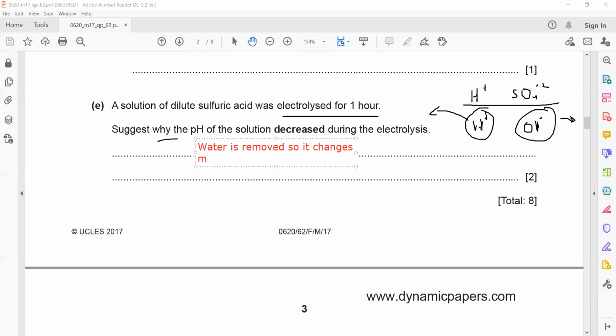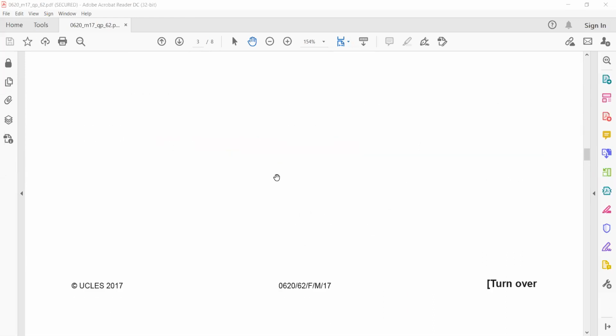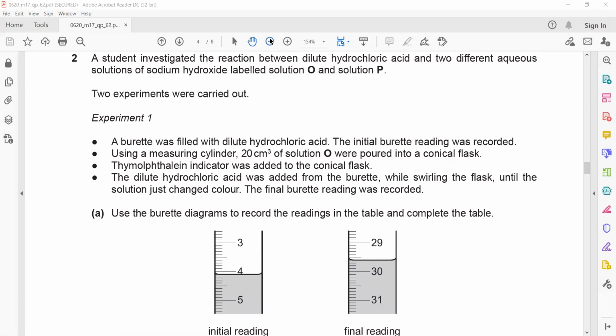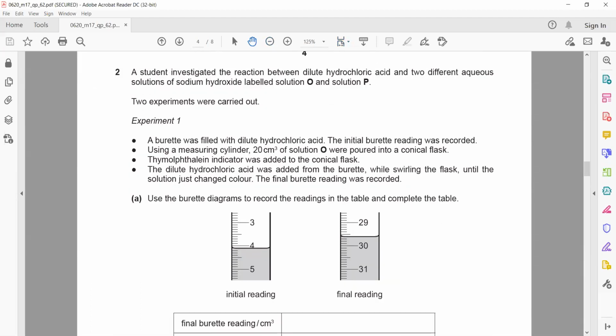So this was question 1, and question 2: a student investigated the reaction between dilute hydrochloric acid and two aqueous solutions of sodium hydroxide, which are labeled O and P. So two solutions of sodium hydroxide, we don't know their concentration. One is O, another one is P.